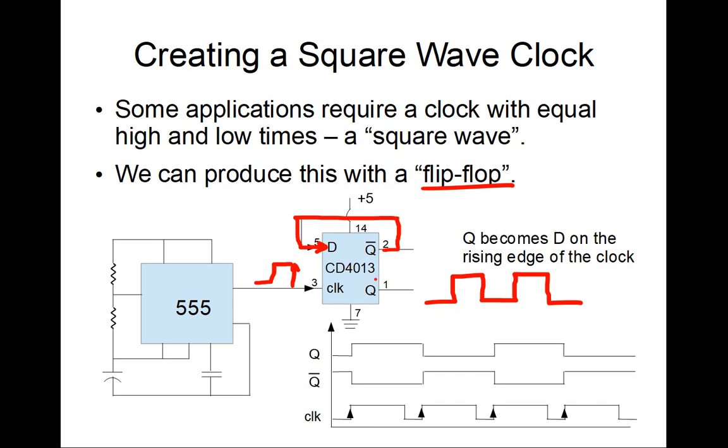And that says that even if the output from the 555 is not symmetric, in other words the low time is shorter than the high time, the output of the flip-flop is symmetric, because the only time it changes state is on the rising edge of the clock.